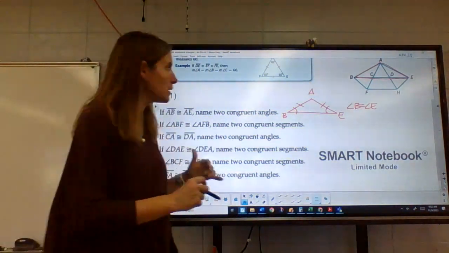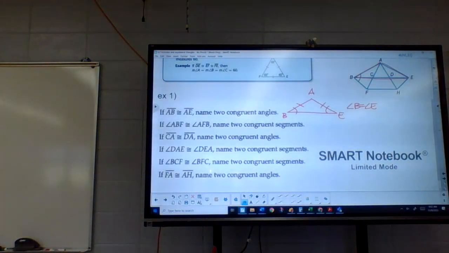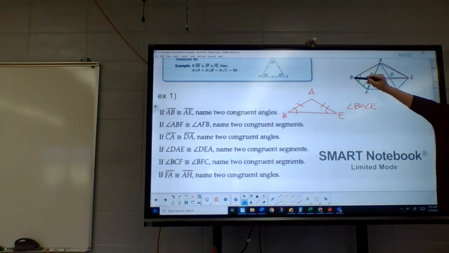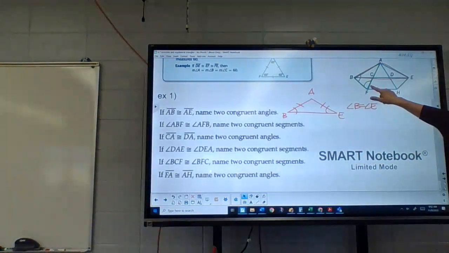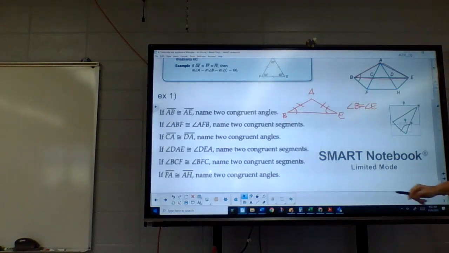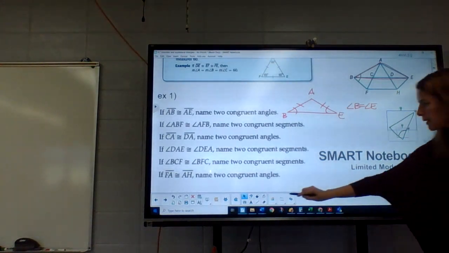Alright. So our next one here. ABF is this angle here, and I'm going to draw this over here in a second, and AFB, that's this one. So I'm going to draw, actually my cheat here, and hopefully that'll let me do this. Slide this down. Come on. So I'm bringing that down.